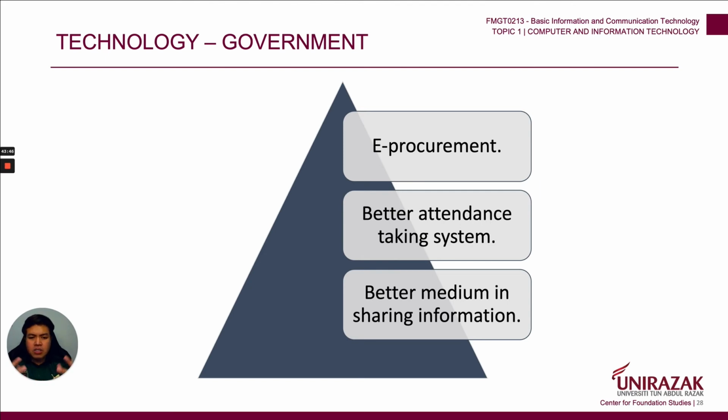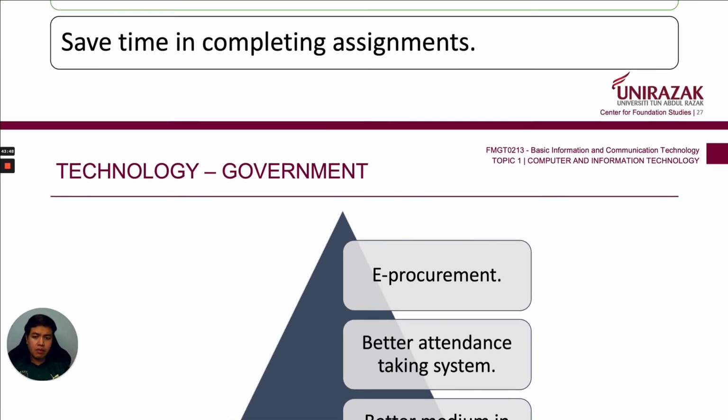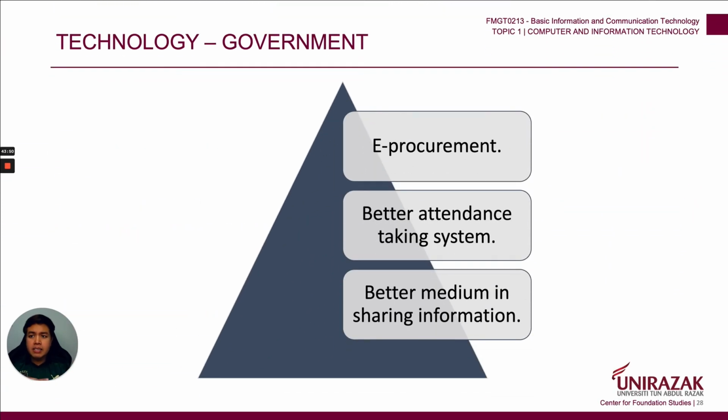So the government is actually also using technology to perform better, to be more effective, to be more efficient. For instance, the first one here we have e-procurement. I believe some of you might have heard of this term before, procurement.